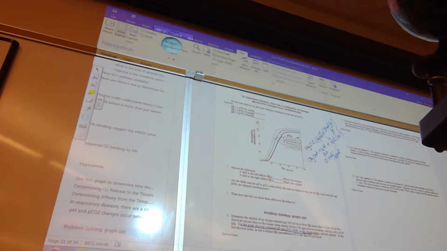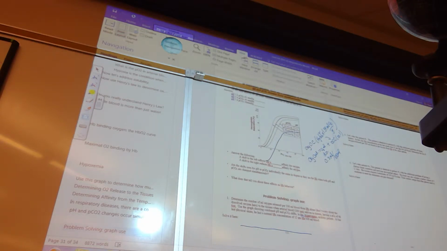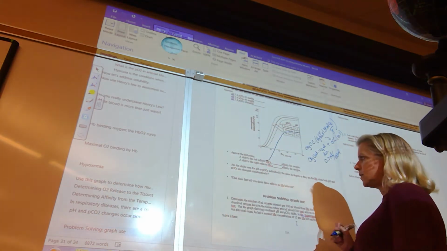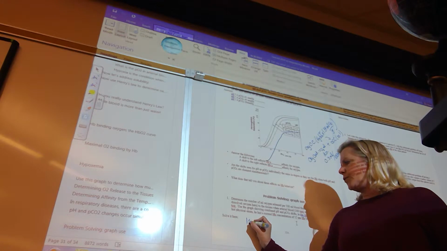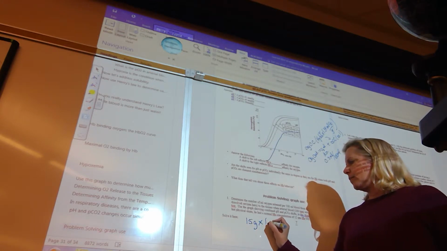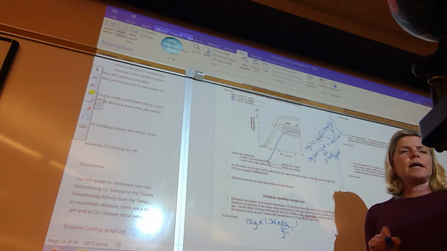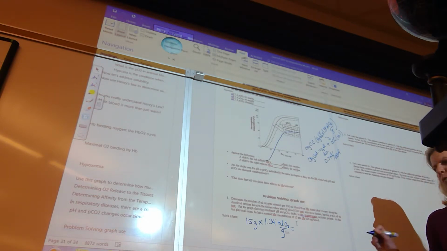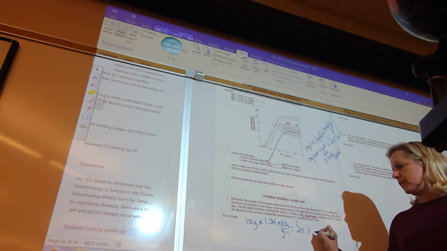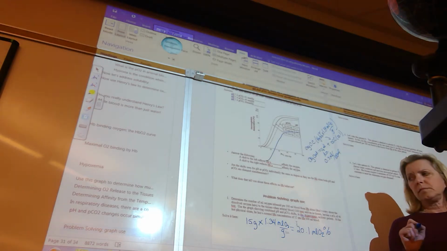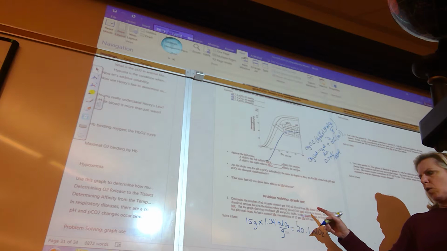So the first problem, you're told that this patient has a hemoglobin grams percent of 15. So if I have a hemoglobin grams percent of 15, the first thing I'm going to do is calculate his oxygen carrying capacity, which would come out to 20.1. Agreed? Okay.